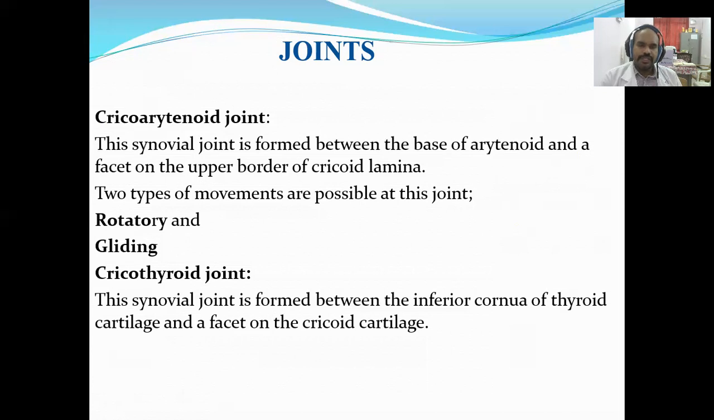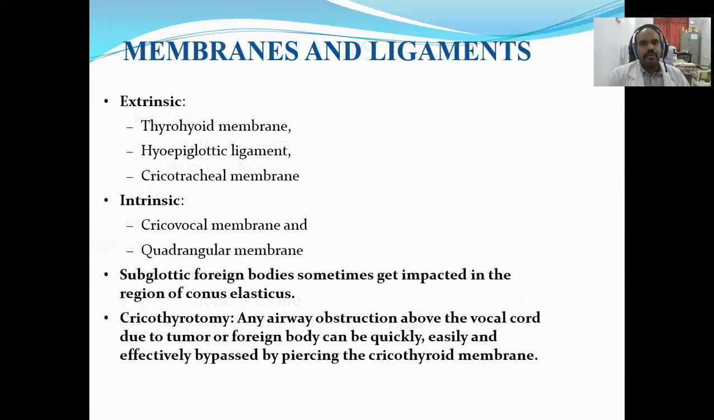The second joint seen here is the cricothyroid joint. It's a synovial joint formed between the inferior cornu of the thyroid cartilage and the facet of the upper border of the cricoid cartilage. So that is the cricothyroid joint. Moving on to the membranes and ligaments of the larynx.